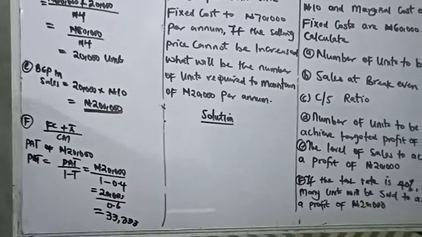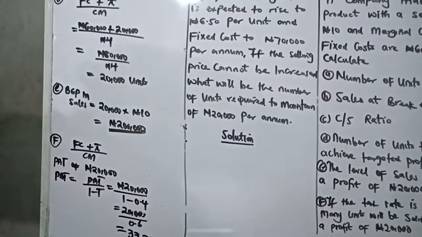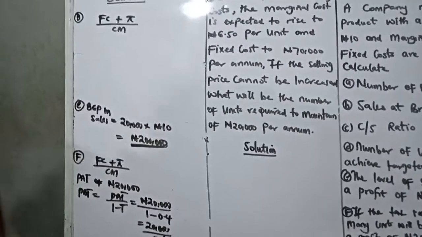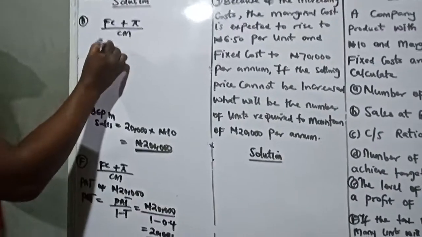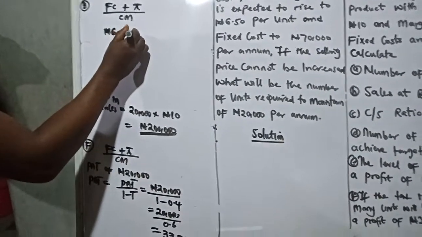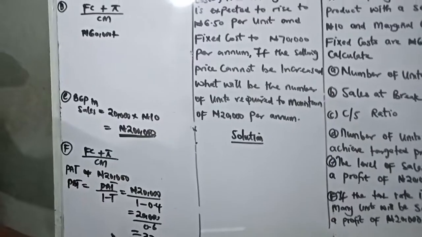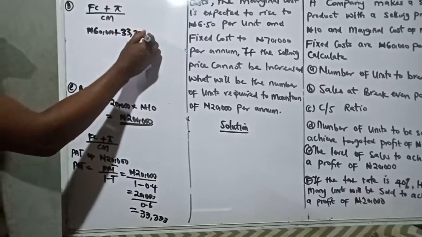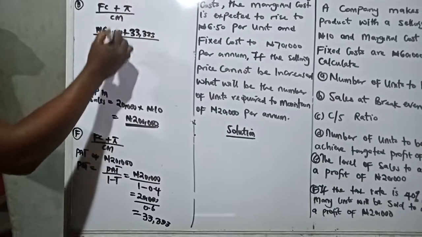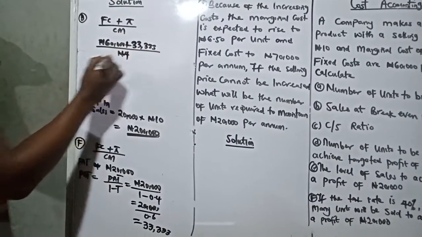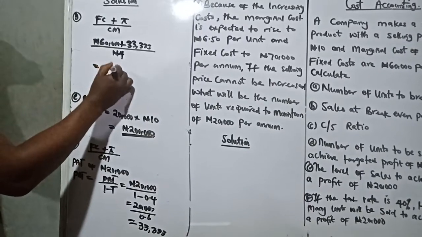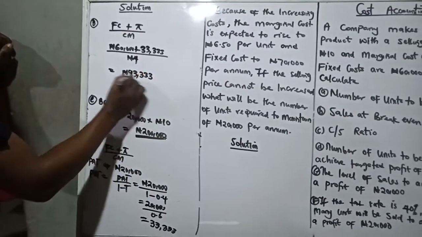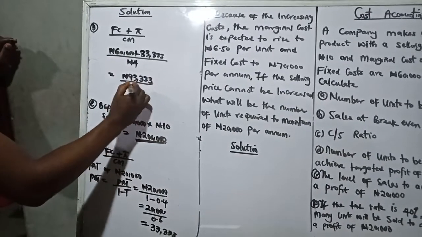So what I will do next is I can now use this formula to solve it. So let me quickly take this. My fixed cost remains 60,000. My profit, which I've converted to profit before tax, is 33,333, divided by my CM, which is 4 naira. So that will now give me 93,333 divided by 4.